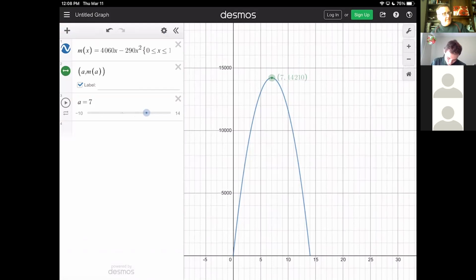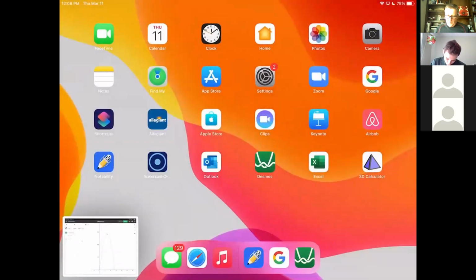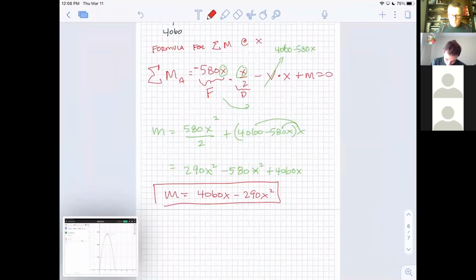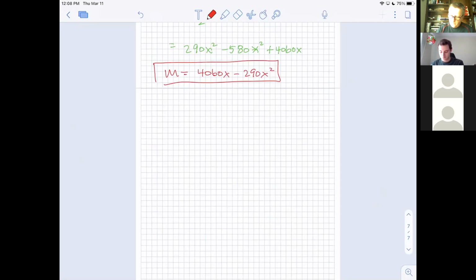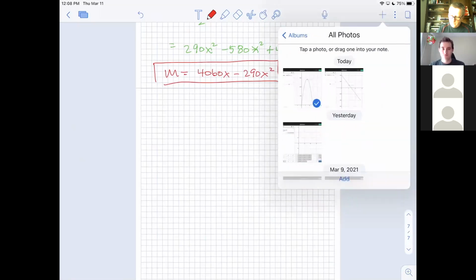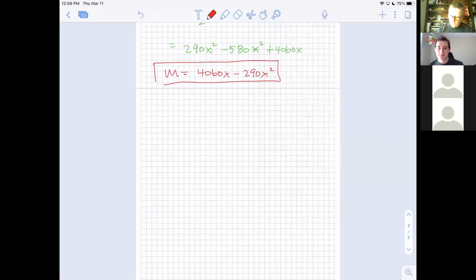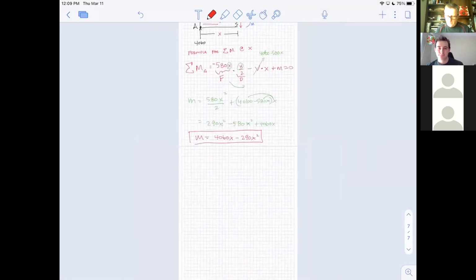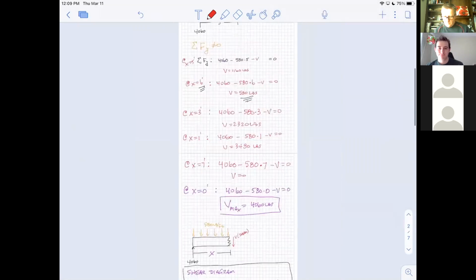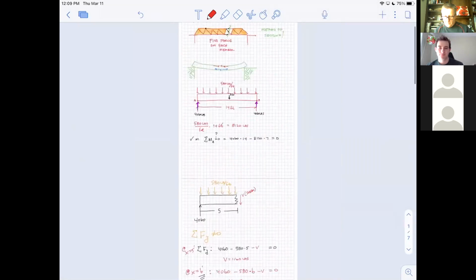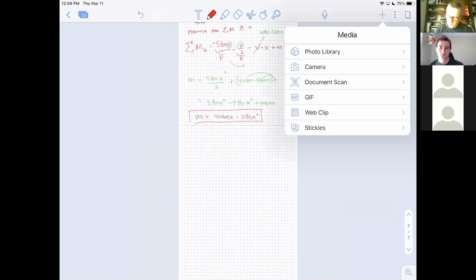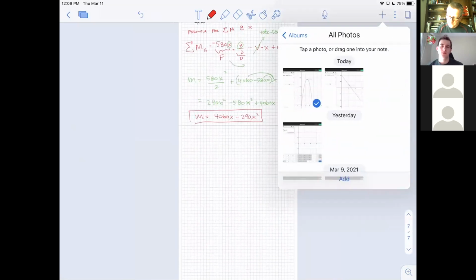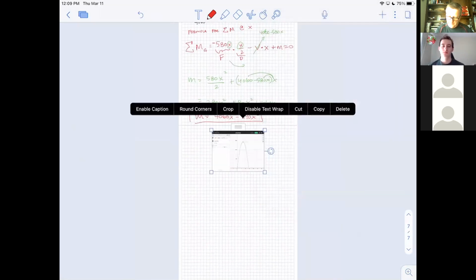Let's take a picture of that. Let's get that over into our notes. I thought I brought this in, but it didn't show up. Why not? Yeah, there it is.